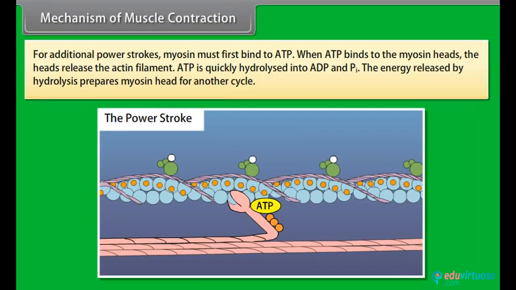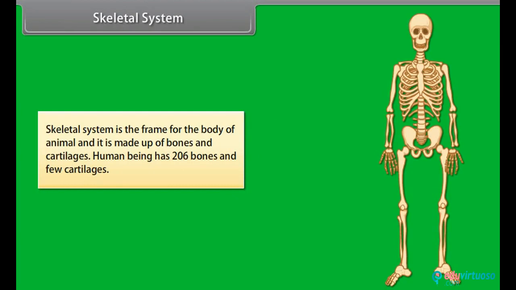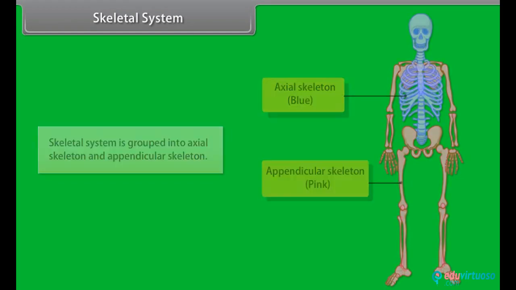For additional power strokes, myosin must first be reset. Skeletal system. The skeletal system is the frame for the body of an animal, and it is made up of bones and cartilages. Human beings have 206 bones and a few cartilages. The skeletal system is grouped into axial skeleton and appendicular skeleton.